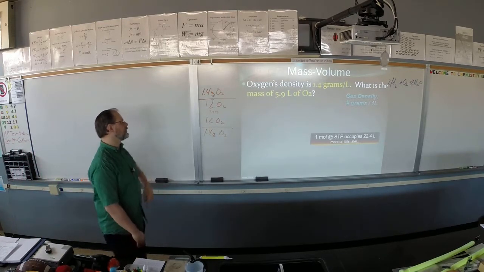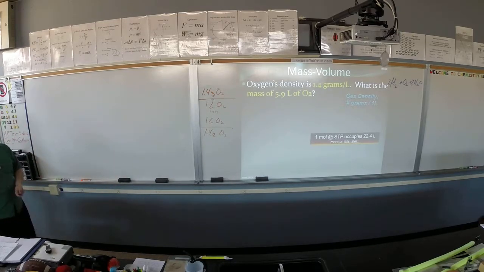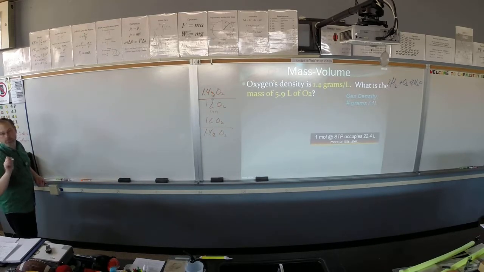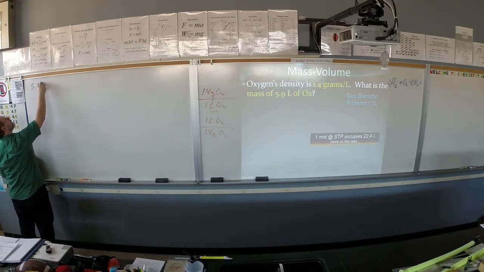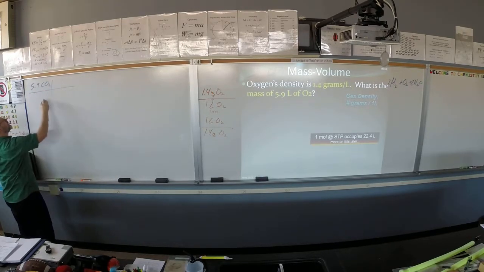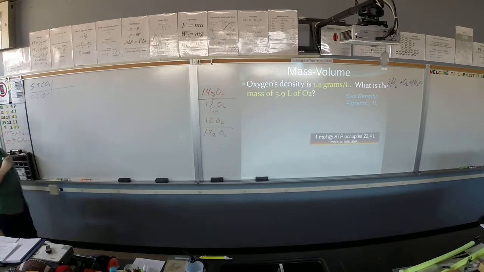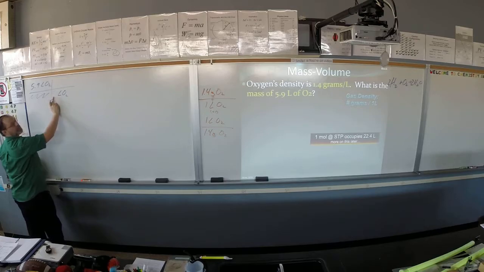What is the mass of 5.9 liters of oxygen? So what should I start with in my T-chart? Yeah, I never start with the conversion, so 5.9 liters of oxygen. This is going to be a one-step T-chart, nothing down here. What's my next move? Move it down. Move what down? L. Yeah, move down liters of oxygen. And do I put any number here yet?